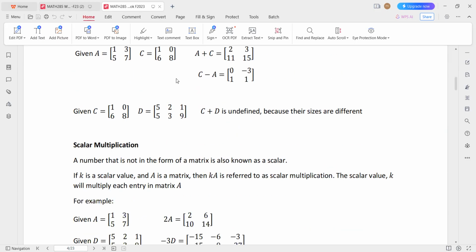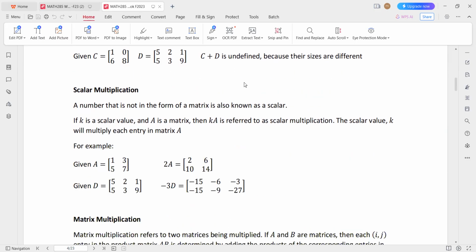So let's talk about scalar multiplication. A scalar is a number that is not in the form of a matrix. It's also known as a scalar, right? So let's take a look at this as an example. So given A is equals to 1357, 2A is going to be what? 2 times 1, you have 2. 2 times 3, you have 6. 2 times 5, you have 10. 2 times 7, you have 14.